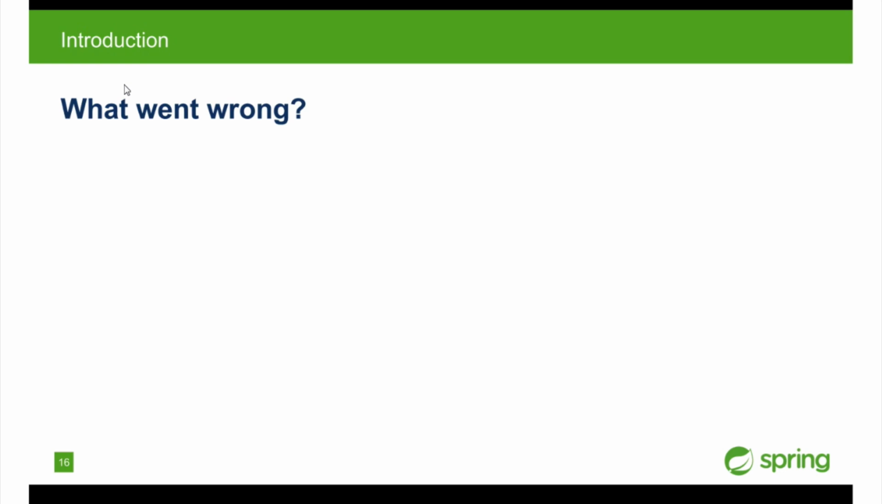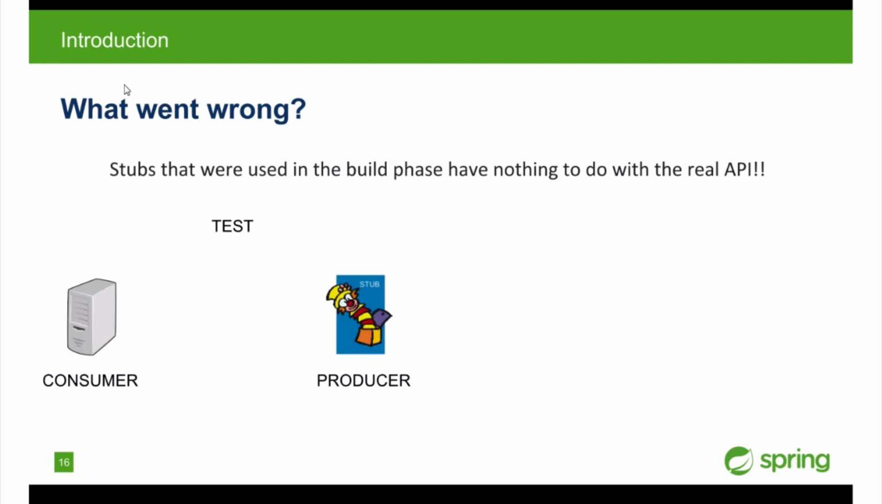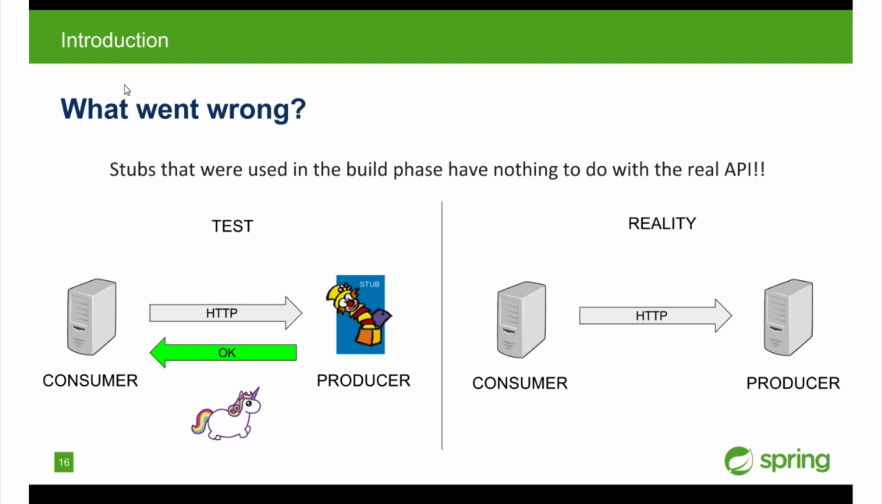Let's check it out. Stubs that were used in the build phase have nothing to do with the real API. I've arbitrarily changed the URL to some non-existent URL, and my test passed. How is it so? Because the consumer owns the stubs, I said that, hey, when I send this bizarre message to a non-existent URL, we have unicorns because the result is okay, because the stub says, yeah, sure, go ahead. So the response will look like this. But in reality, when I was sending that request to the producer, let's say during those end-to-end tests, the producer said, what? There is no such endpoint for 104.